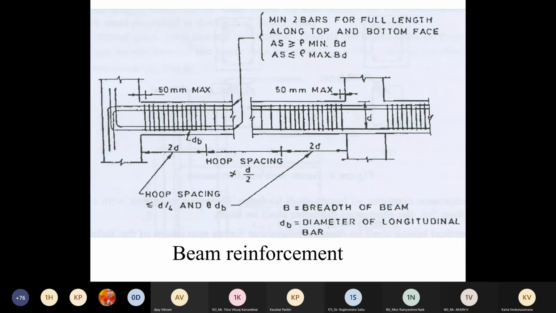And then this is beam reinforcement. We have to provide these vertical ties or stirrups at closer intervals near the joints. So this is for a length of 2 times the effective depth, where d is the effective depth of the beam. From this column face up to a length of 2d, we have to provide stirrups or vertical ties at closer spacing. The same thing is shown here. Then a minimum of 2 bars for full length along top and bottom face, and the reinforcement to be provided is specified here.